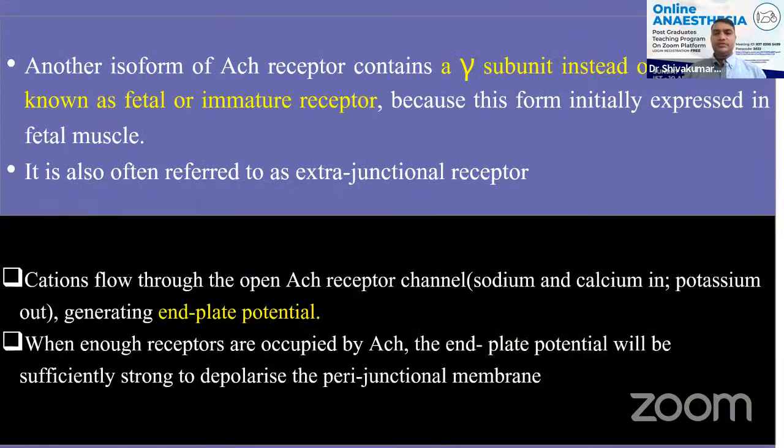There is another isoform of the acetylcholine receptor which contains a gamma subunit instead of the epsilon subunit, known as the fetal or immature receptor, because it is present predominantly in fetal muscle. It is also referred to as the extrajunctional receptor, as it is present extrajunctionally, especially in some conditions which I will discuss later in my presentation. The cations flow through the open acetylcholine receptor channel, sodium going in and potassium coming out, generating an end plate potential. When enough receptors are occupied by acetylcholine, the end plate potential is sufficiently strong to depolarize the perijunctional membrane. There are usually 5 million receptors at the neuromuscular junction, and when 10% of the acetylcholine receptors are occupied, it produces enough end plate potential to cause perijunctional depolarization.